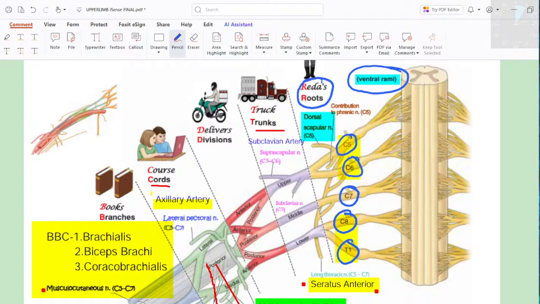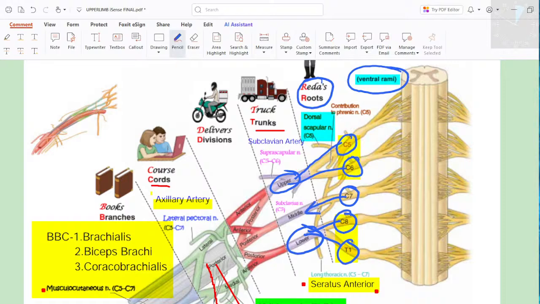We need to know the different levels. From root 5 and 6, they join together to form the upper trunk. Root, trunk, division and cord. C5 and 6 join to form the upper trunk, and C8 and T1 form the lower trunk.